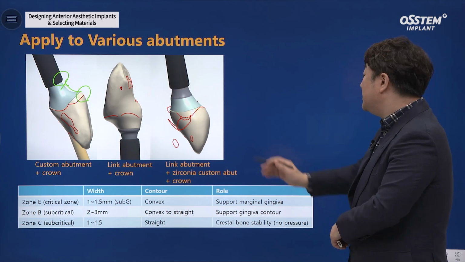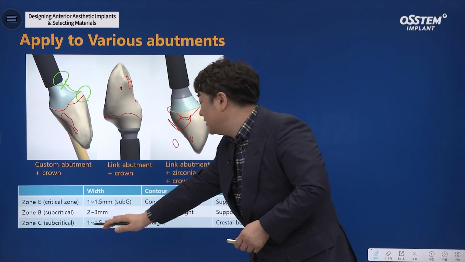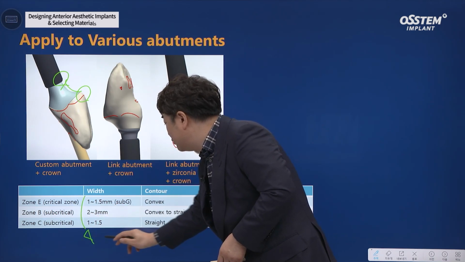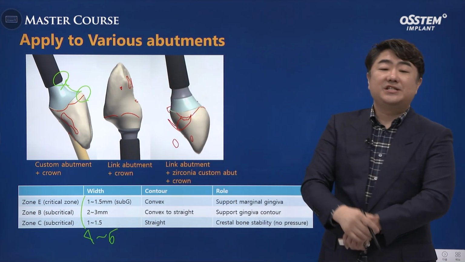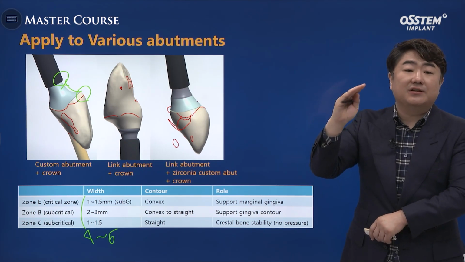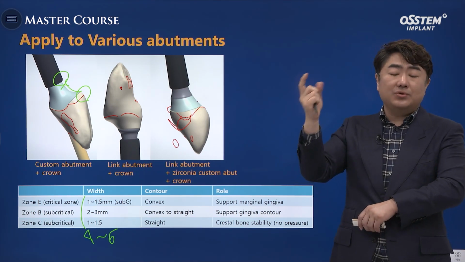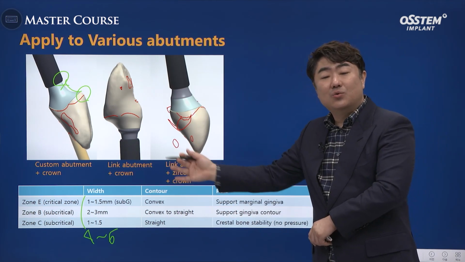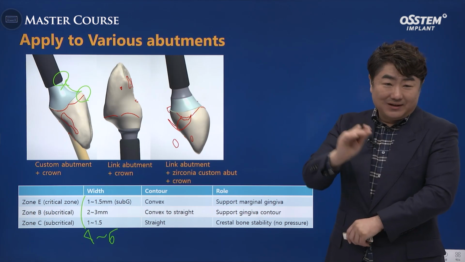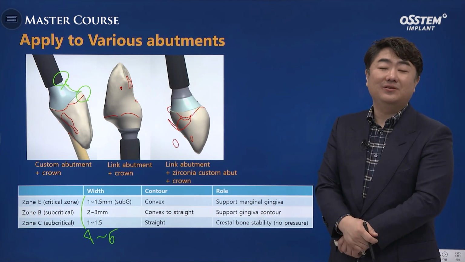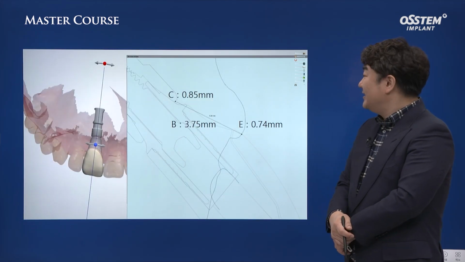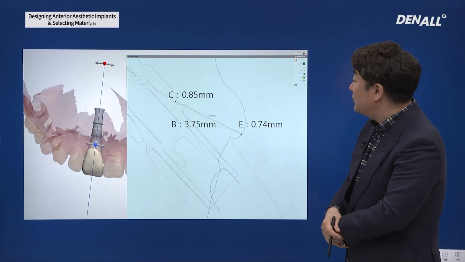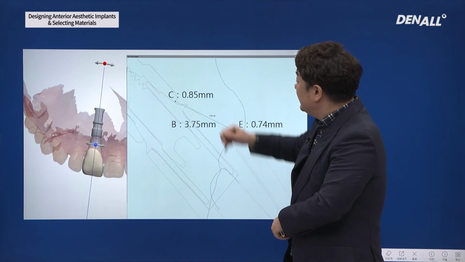If the figures of EBC are as shown, if you add them up, it's about 4 to 6 millimeters. We need to place the implant 3 to 4 millimeters deeper than the free-gingival margin. In order to proceed with the prosthodontic phase more smoothly, you need to place it 5 to 6 millimeters deeper. That is my preference. If you look at the image, the implant has been placed 5 to 6 millimeters deep. The link abutment takes up about 1 millimeter.